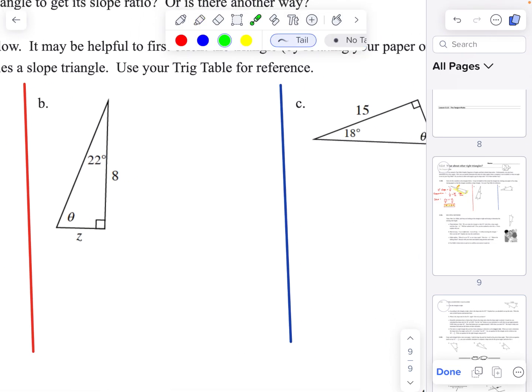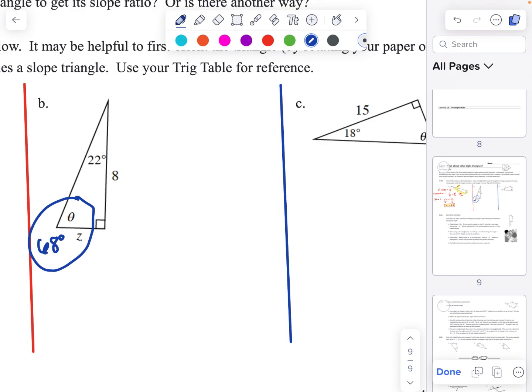All right, similar deal. We have a 22-degree angle. We have a 90-degree angle. I'm going to use my calculator, and I'm going to take 180 for a triangle, minus 90, minus 22, and I'm going to see what I get when I do that. 180 minus 90 minus 22 is 68 degrees. So my theta here is 68 degrees.